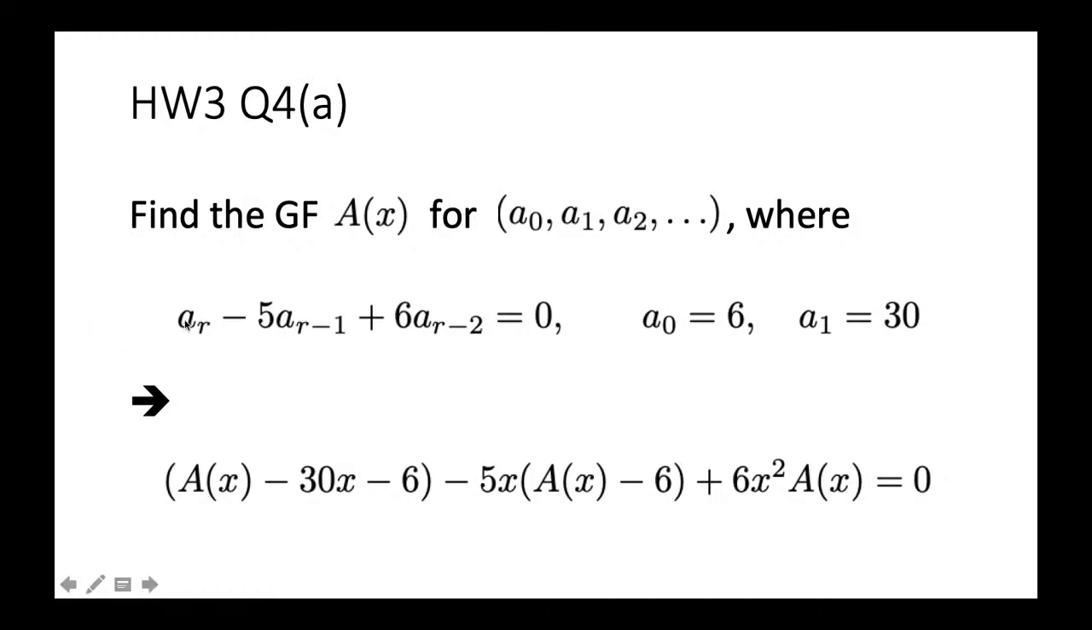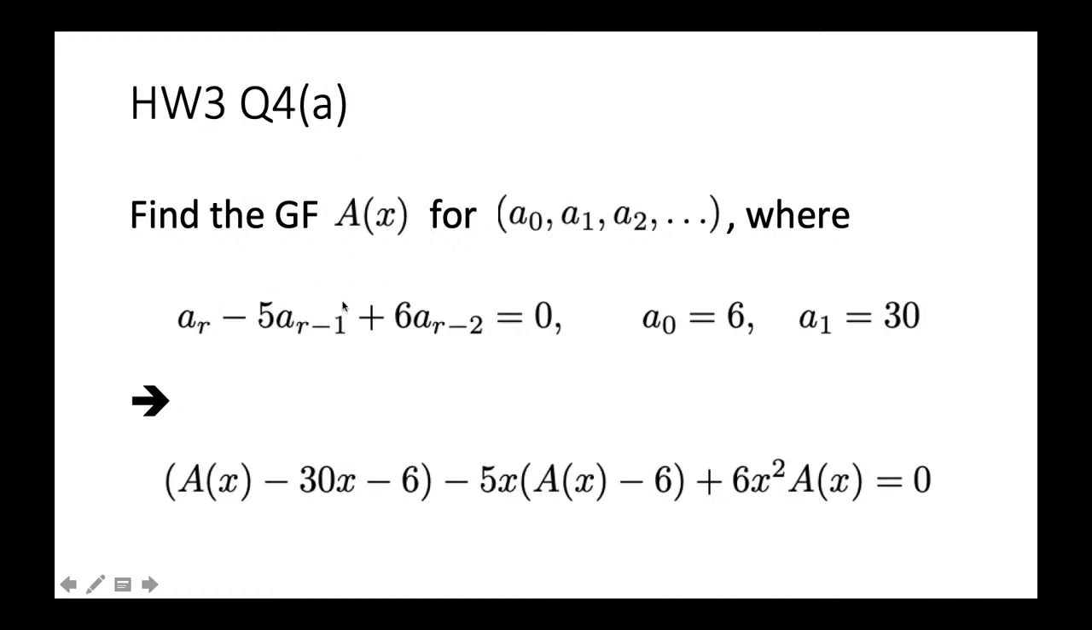Imagine we are going to list out all the equations that we have for this one. So we list out A2 minus 5A1 plus 6A0 is equal to 0. This is one equation. Another is for R equal to 3: A3 minus 5A2 plus 6A1 is equal to 0, and so on and so forth. And we add everything up. When we add everything up to infinity, we will find what corresponds to each term.